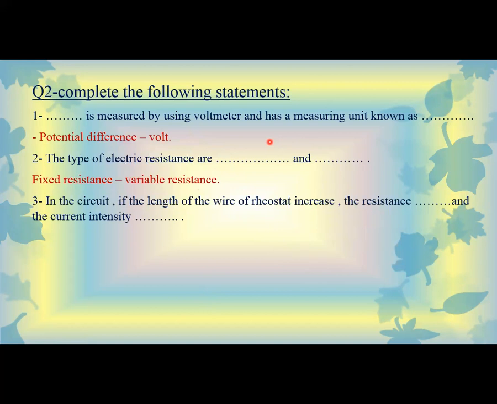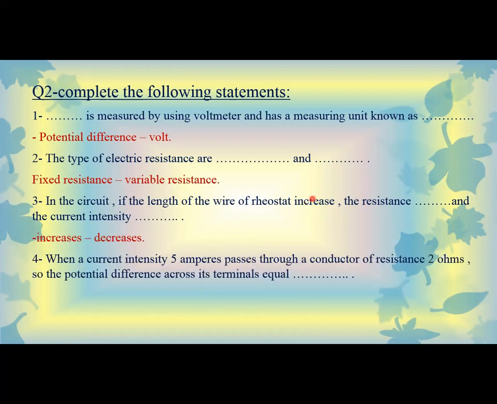In the circuit, if the length of the wire rheostat increase, the resistance يحصل لها ايه؟ Resistance increase too. Current intensity طبعا أكيد inversely proportional وبالتالي decrease. يبقى increases with decreases. Number 4, when the current intensity 5 ampere passes through a conductor of resistance 2 ohm, potential difference في الحالة دي V equal I times R وبالتالي 5 times 2 equal 10 volt.